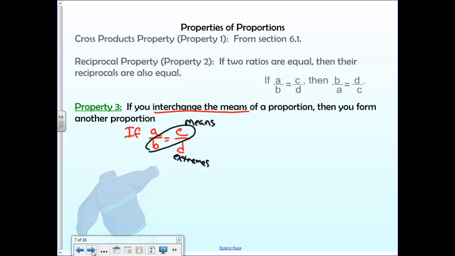Right? So if I interchange my means, these are my means, so I'm going to change them. I'm going to switch them. Yeah? So what does that look like? If A over B equals C over D, then A over C equals, good John, B over D. C comes down here, so A over C equals, then B goes in its place, B over D.